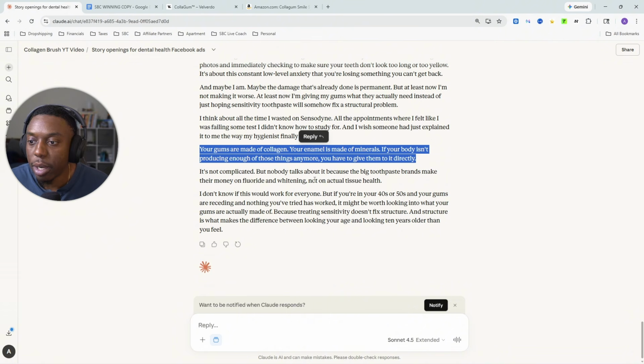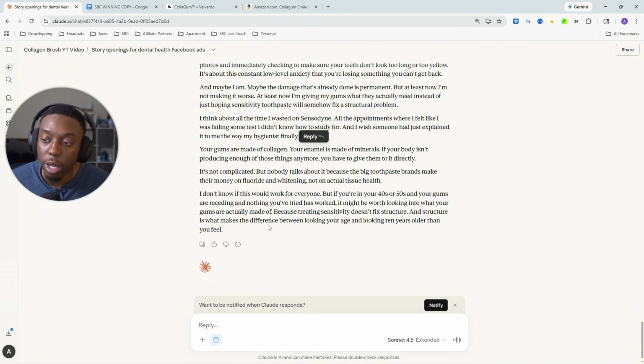It's not complicated, but nobody talks about it because the big toothpaste brands make their money on fluoride and whitening, not on actual tissue health. I don't know if this would work for everyone, but if you're in your 40s or 50s and your gums are receding and nothing you've tried has worked, it might be worth looking into what your gums are actually made of, because treating sensitivity doesn't fix structure, and structure is what makes the difference between looking your age and looking 10 years older than you feel. Boom. Signed, sealed, and delivered. Run that in that account, and that should do some numbers for you.